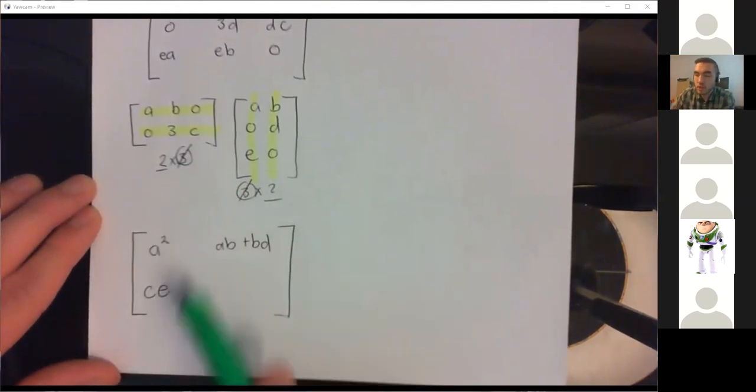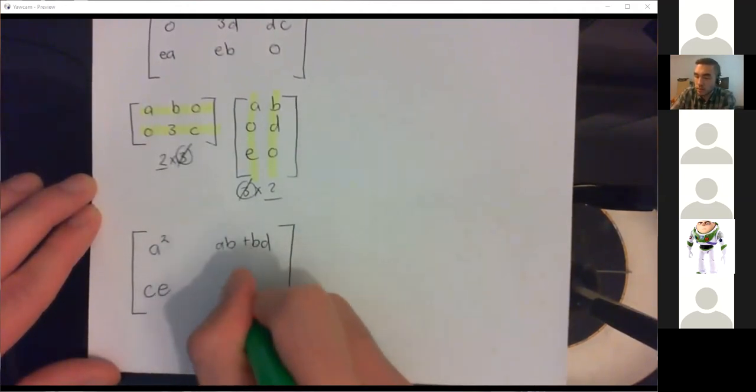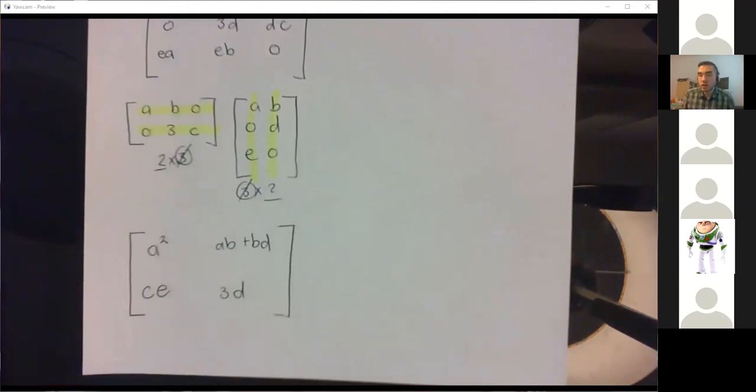And then the bottom right entry is going to be 0 times B, which is 0, 3 times D, which is 3D, and then C times 0, which is 0. Notice, just by inserting a couple zeros in here, it makes it so that these final answers end up a little simpler than you would think, kind of clean almost.